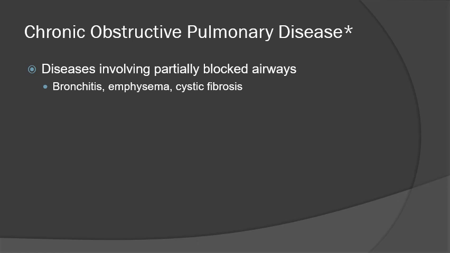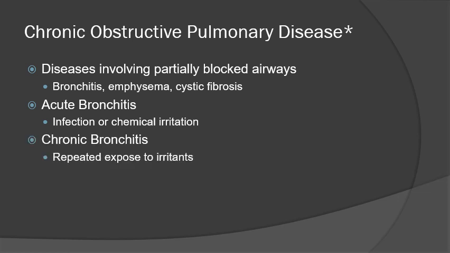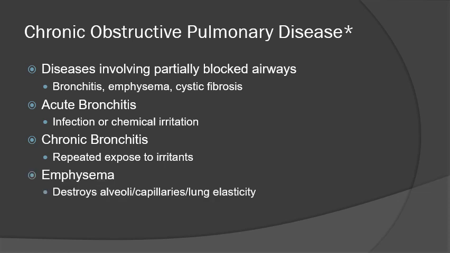Chronic obstructive pulmonary disease. This is a combination of diseases that involve partially blocked airways. So, bronchitis, emphysema, cystic fibrosis are all issues related to chronic obstructive pulmonary disease. In the case of acute bronchitis, it's an inflammation of the bronchi caused by infection or a chemical irritation. An individual who has repeated exposure to irritants can develop chronic bronchitis.